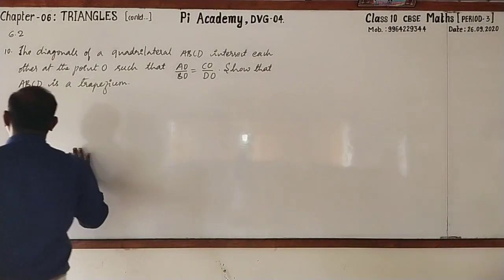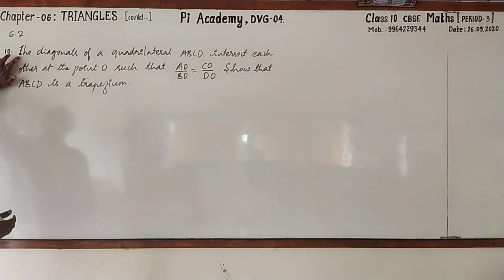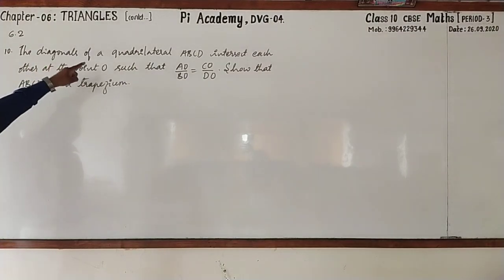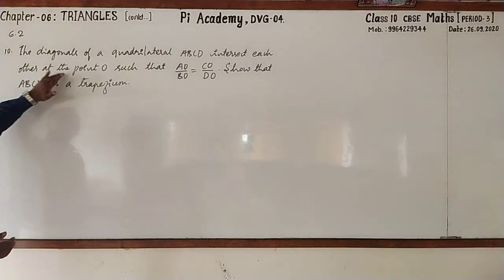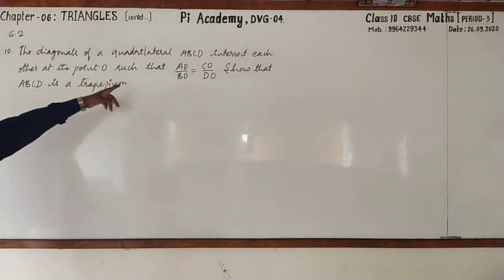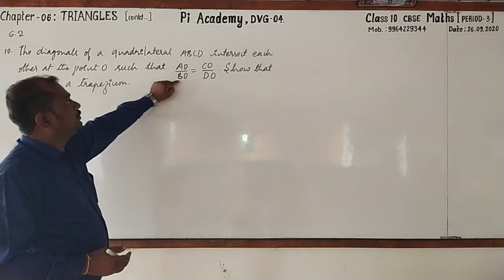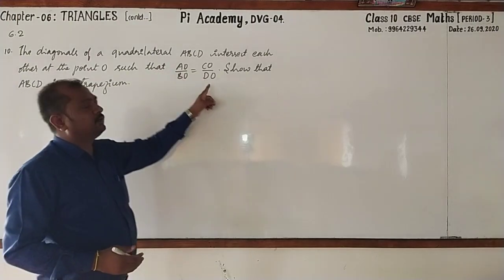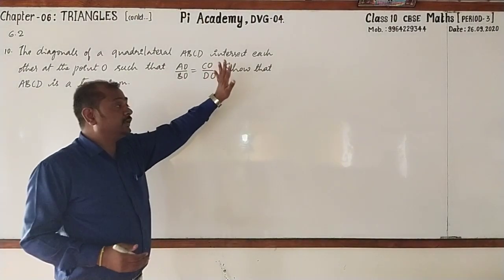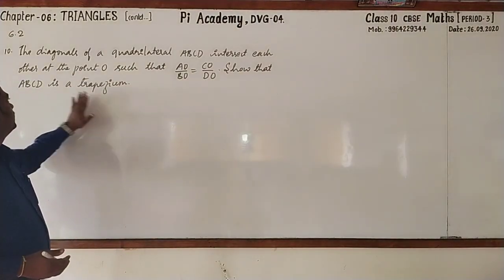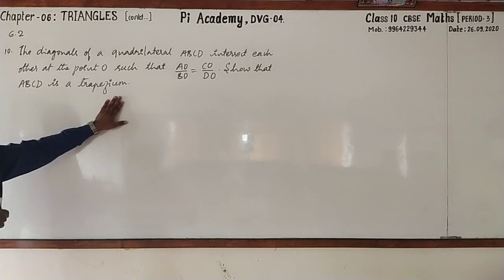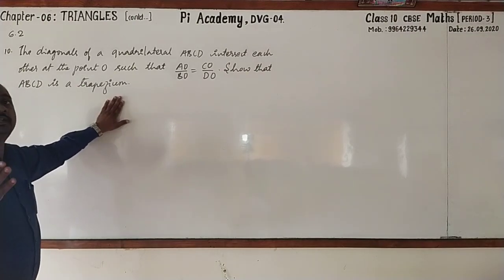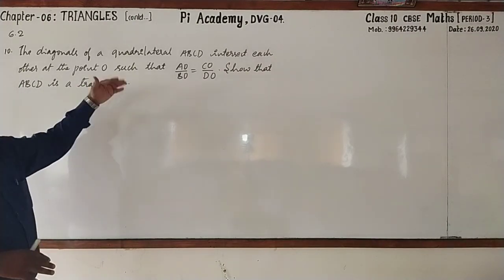Dear students, go through the 10th one. The diagonals of a quadrilateral ABCD intersect each other at the point O such that the ratios AO by BO and CO by DO are equal. If it is so, we have to prove that ABCD is a trapezium. Just by observing this statement, you can come to know that it is the converse of the previous statement.